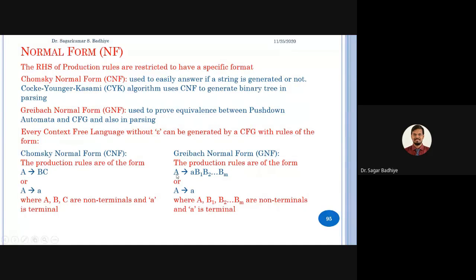See, what is the structure? A non-terminal on the left-hand side. Now on the right-hand side, you can have a single terminal followed by a series of non-terminals, or only a single terminal on the right-hand side.